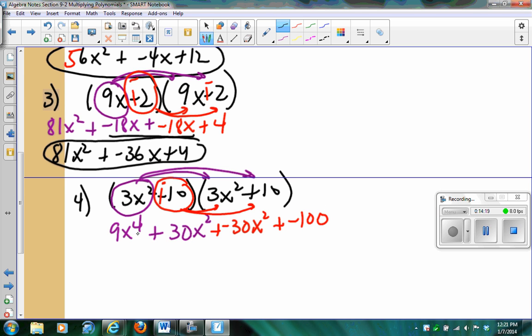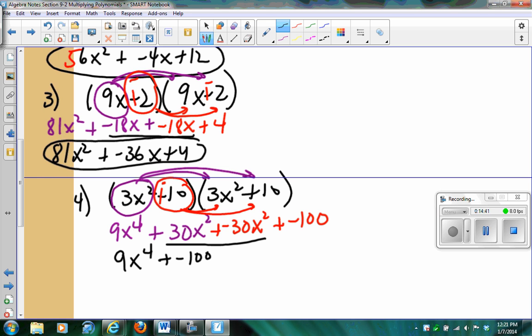I have my highest power of x already listed first, so I'm going to look and see if there are any like terms to add together, which there are. 30x squared plus negative 30x squared. That's 0. So my final answer will be 9x to the fourth plus a negative 100. And that would be my final answer.